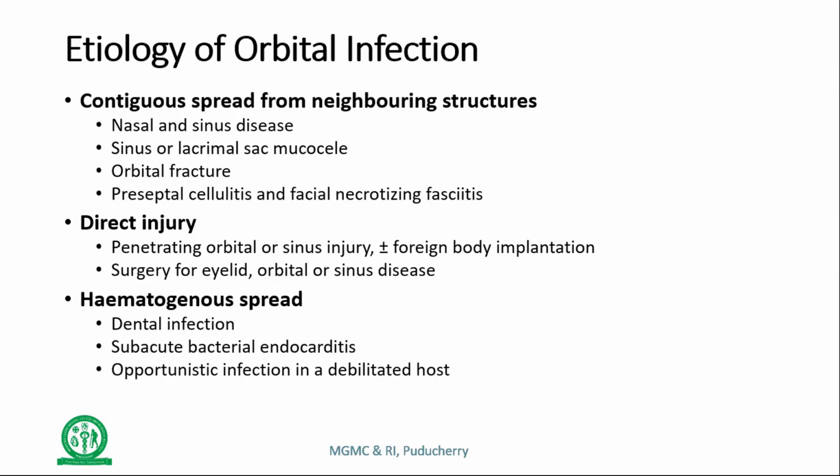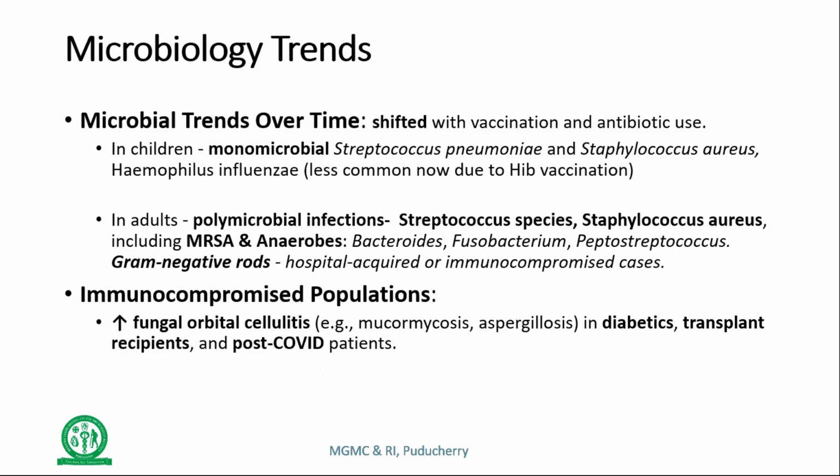Hematogenous spread, especially from dental infections of the upper molar through the maxillary sinus, can spread into the orbit. And inoculation into the orbit through hematogenous spread happens in conditions like endocarditis, especially in debilitated or immunocompromised hosts. In the post-COVID period, we have seen a rise in fungal infections.